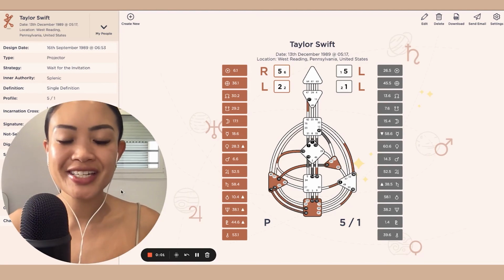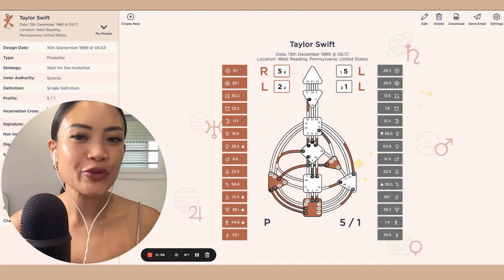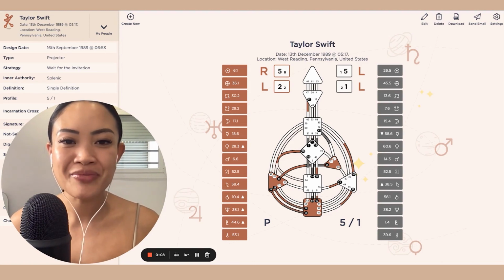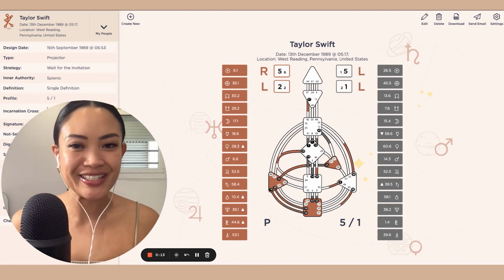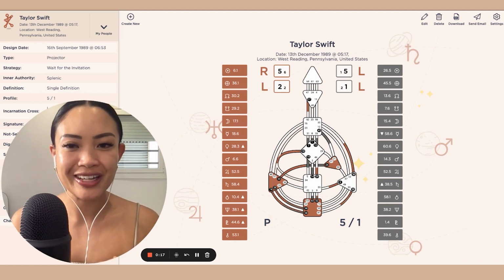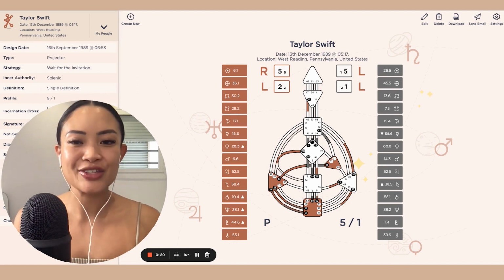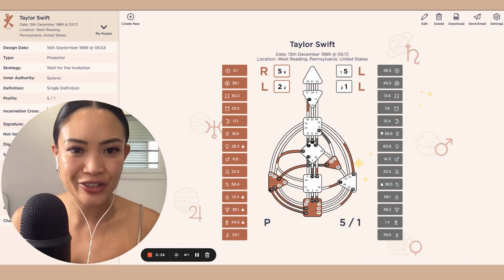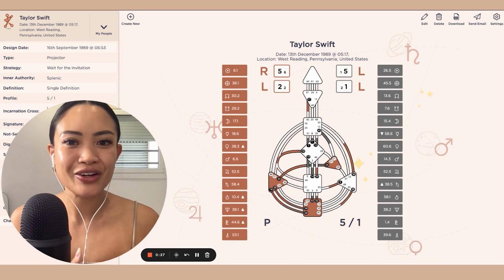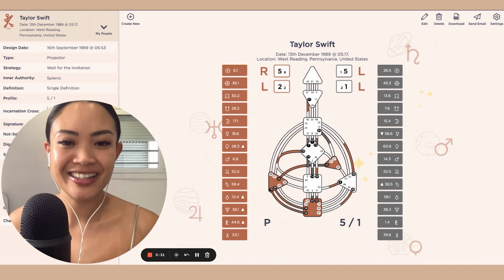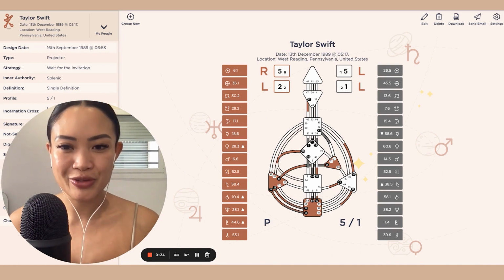So here we have Taylor Swift, and Taylor Swift was born on December 13, 1989 at 5:17 a.m. in West Reading, Pennsylvania. So of course, like I mentioned, she's a Sagittarius sun, and she's also a 5-1 splenic projector on the left angle cross of confrontation. And so being a 5-1 splenic projector, she's here to guide others by using her influence and using her authority to provide practical solutions. And in her case, at least to date, this is delivered through her music.